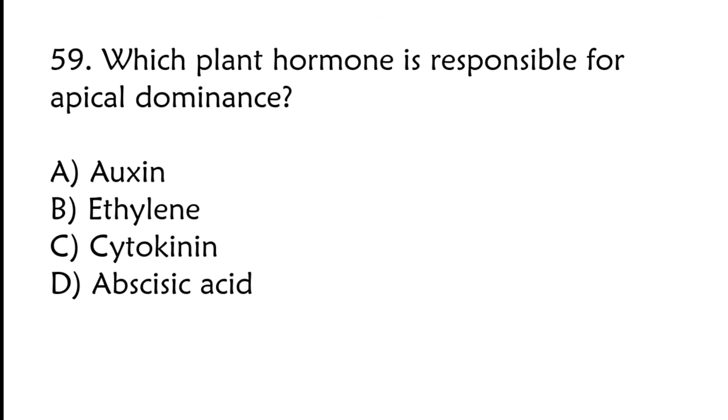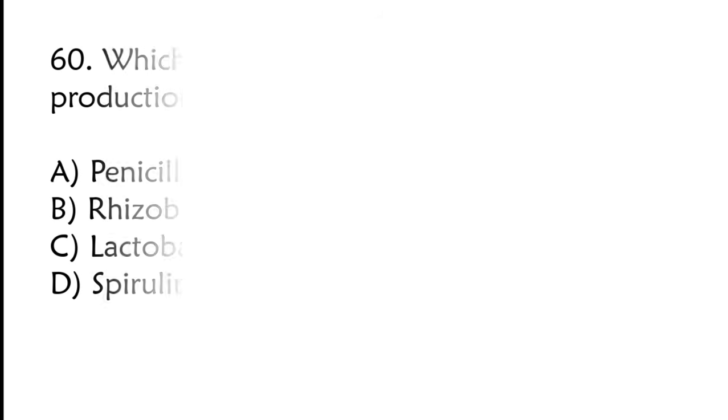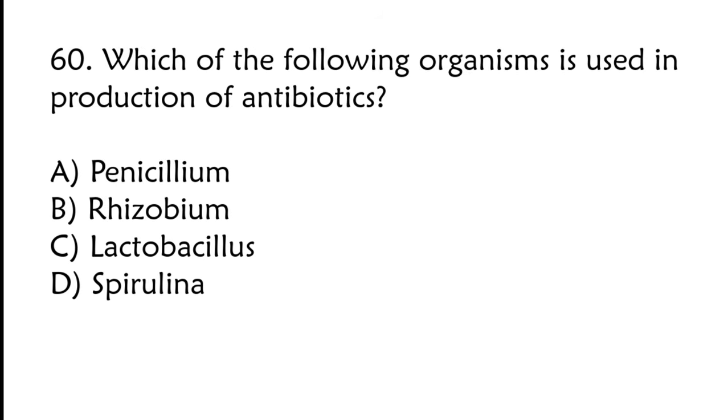Which plant hormone is responsible for apical dominance? Correct answer is auxin. Which of the following organisms is used in production of antibiotics? Correct answer is penicillium.